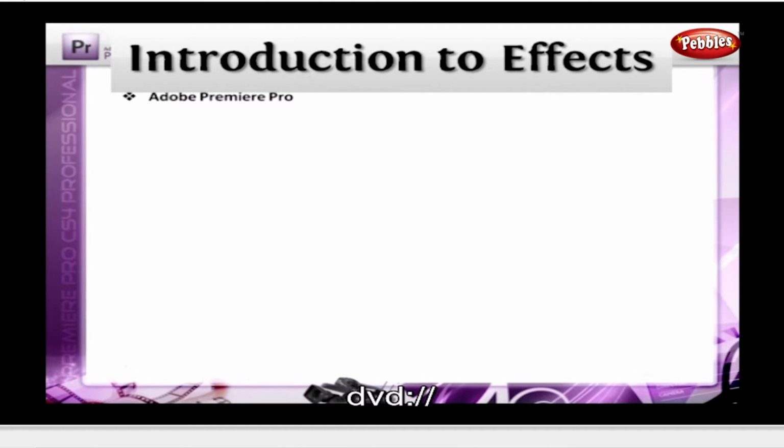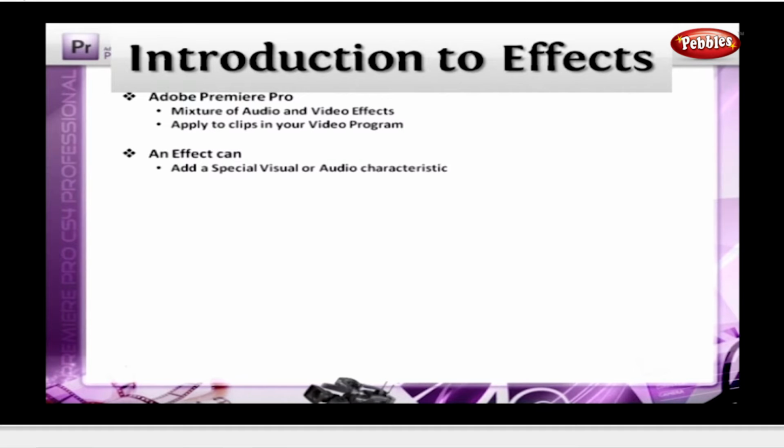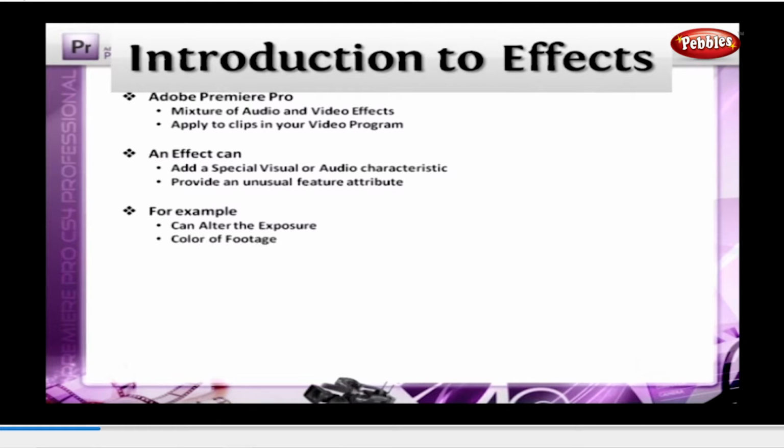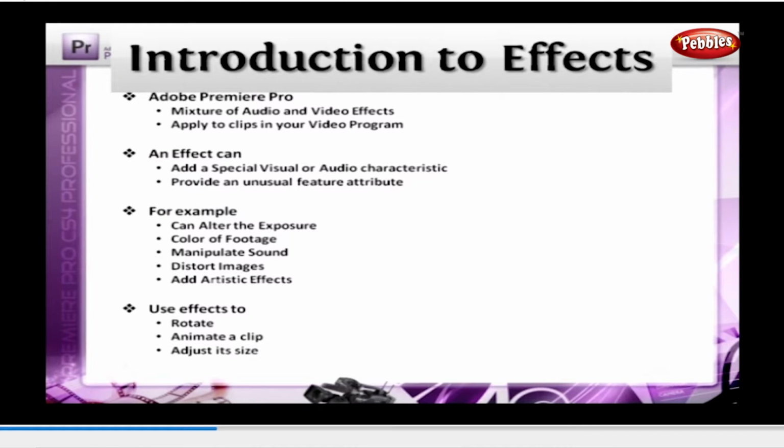Introduction to Effects. Adobe Premiere Pro includes a mixture of audio and video effects that you can apply to clips in your video program. An effect can add a special visual or audio characteristic or provide an unusual feature attribute. For example, an effect can alter the exposure or color of footage, manipulate sound, distort images, or add artistic effects. You can also use effects to rotate and animate a clip or adjust its size and position within the frame.